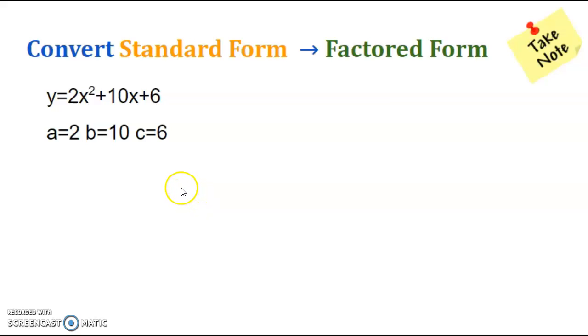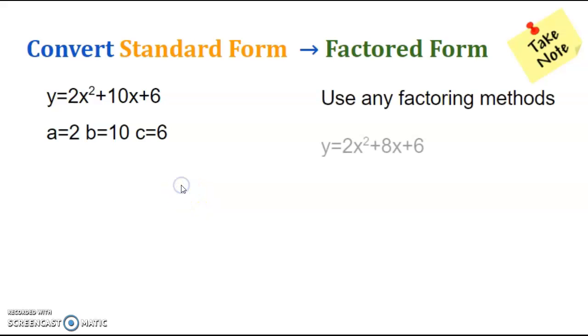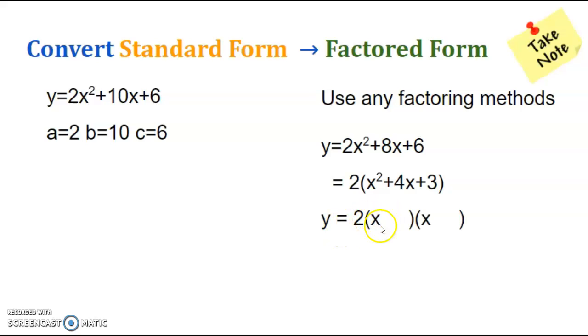What about standard form to factored form? Well, you can use any factoring method to convert y equals 2x squared plus 8x plus 6. The first thing you always look for is GCF. So you factor out the 2 and you're left with x squared plus 4x plus 3. This is the easy type, where you just start by putting in your 2 parentheses with the x. This 2 comes from the 2 that we factored out, so it just remains, but I'm just factoring what's in the parentheses.